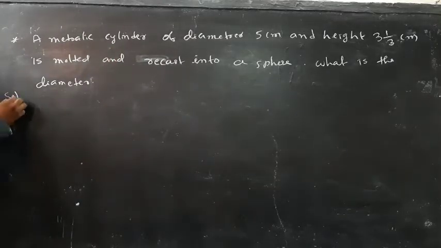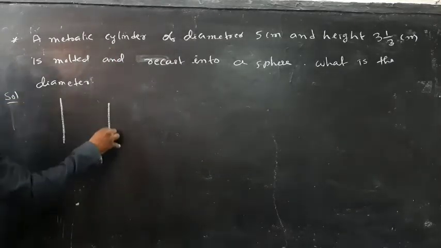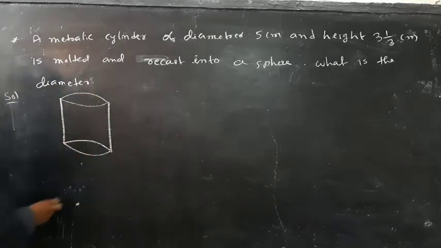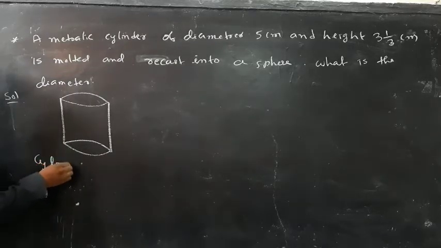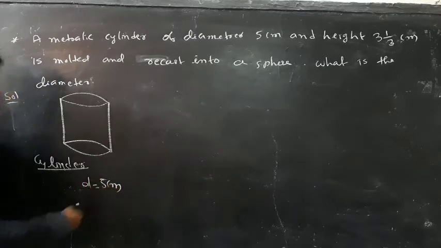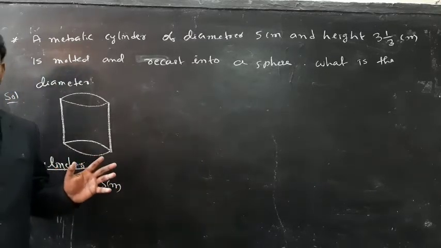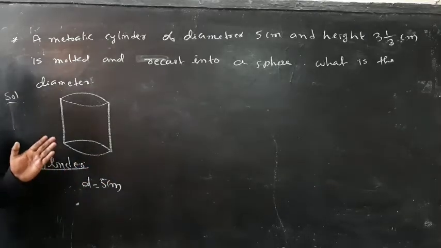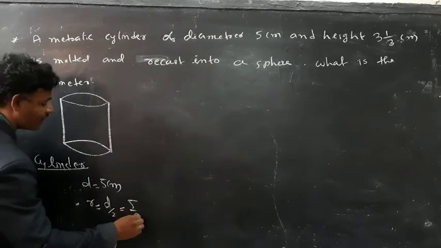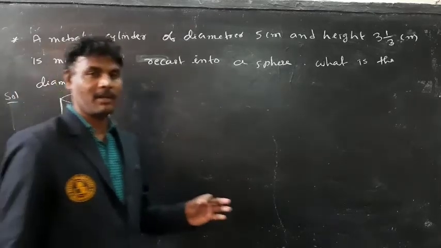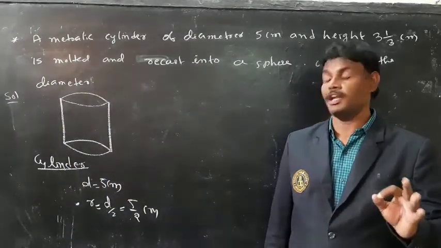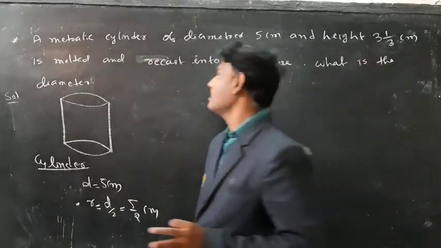A metallic cylinder of diameter 5 centimeters. Solution. Here, the diameter of the cylinder is 5 centimeters. If you know the diameter, you have to find the radius. R is equal to D by 2, which is 5/2 centimeters. Radius is half of the diameter, so radius is equal to 5/2 centimeters.